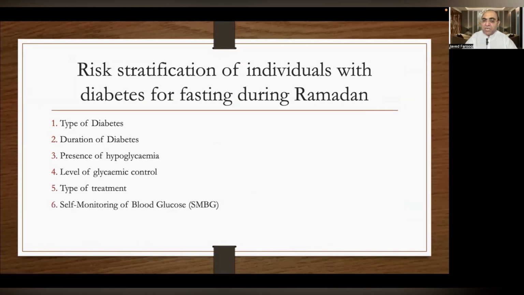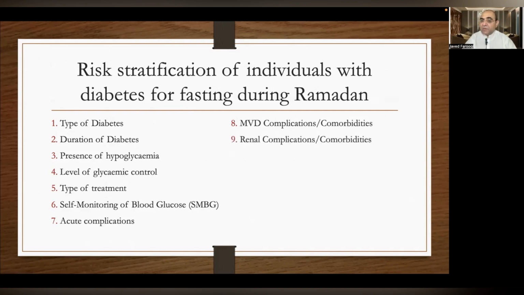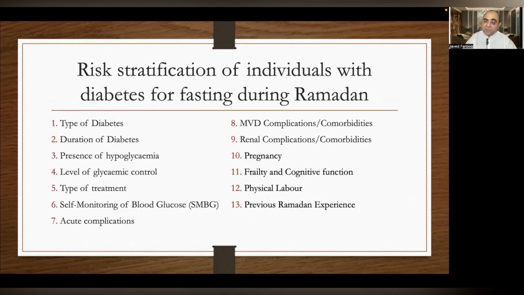Sixth, self-monitoring of blood glucose: whether the patient is doing this or not. Seventh, any acute complications the patient has. Eighth, the major vascular disease complications or comorbidities. Ninth, the renal complications or comorbidities. Tenth, pregnancy, if it's a female patient, whether the patient is pregnant or not. Eleventh, the frailty and cognitive function of the patient. Twelfth, physical labor, what type of physical activity the patient has during the daytime. Thirteenth, the previous Ramadan experience. And the fourteenth, fasting hours in that locality, how many fasting hours on average.